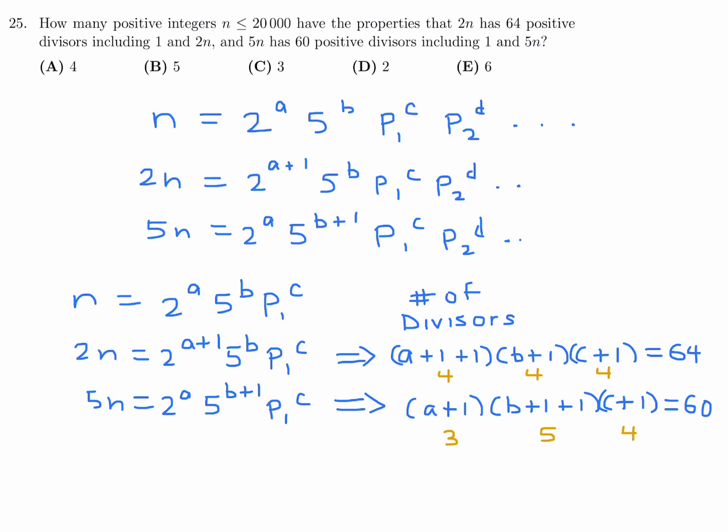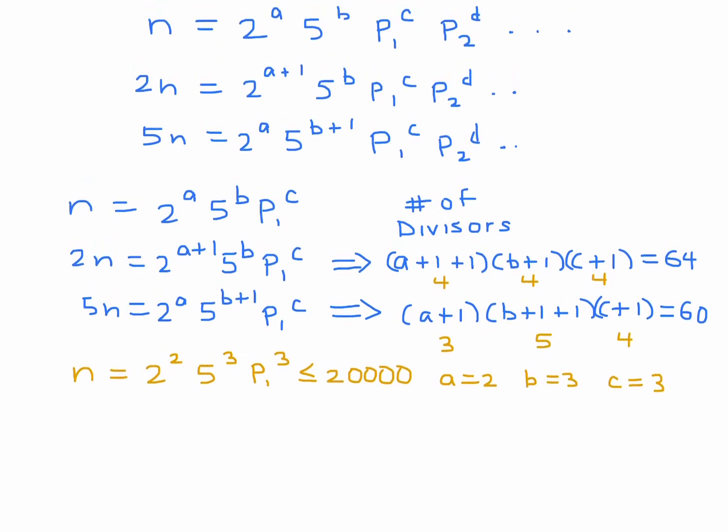3 times 5 times 4 is 60. So that basically means that A is equal to 2, B is equal to 3, and C is equal to 3. So my n is 2 to the power of 2, 5 to the power of 3, and some prime factor to the power of 3. And we are told that n has to be less than 20,000. Okay, let's see what I can get.